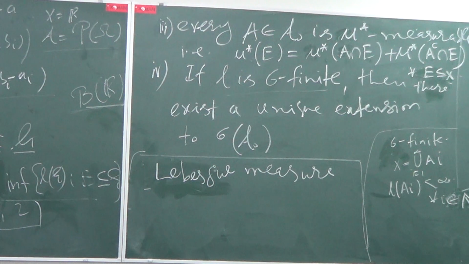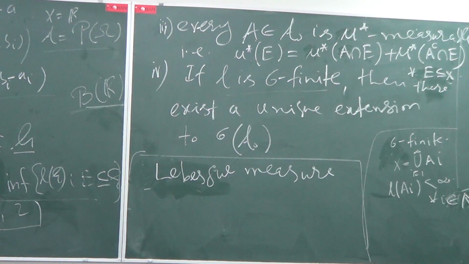So I have R, and I can take A naught to be the collection of open intervals. And I can show it's an algebra, not a sigma-algebra. And I have a notion of length on that algebra, L, which is pretty much the usual length.